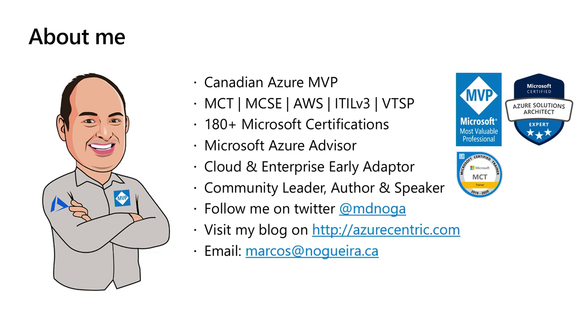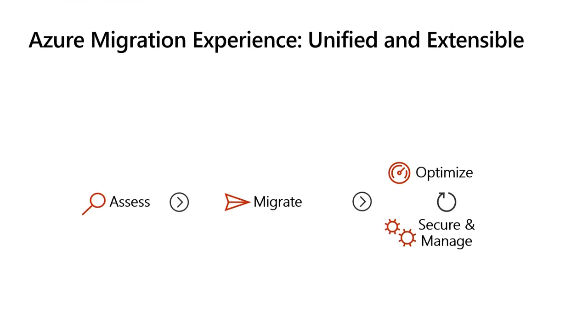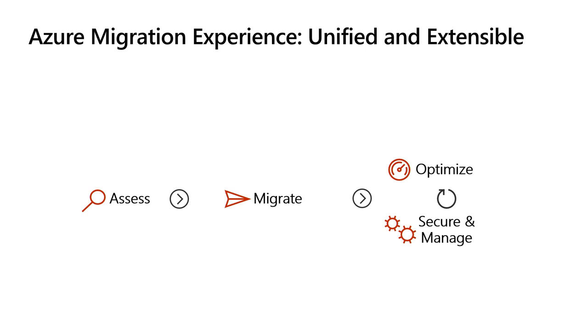Basically, when we talk about migrating to Azure, you'll probably already have seen this slide. We have three steps: the assessment that we need to do in the discovery, the migration process, and the part of optimizing and, of course, then securing and managing your environment. My lessons learned here are basically on the first two, okay?